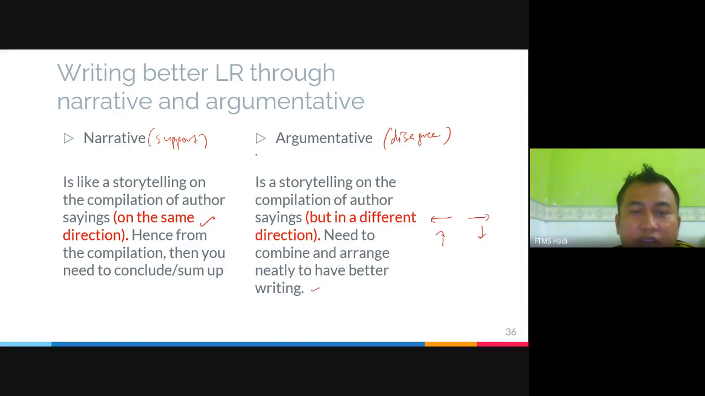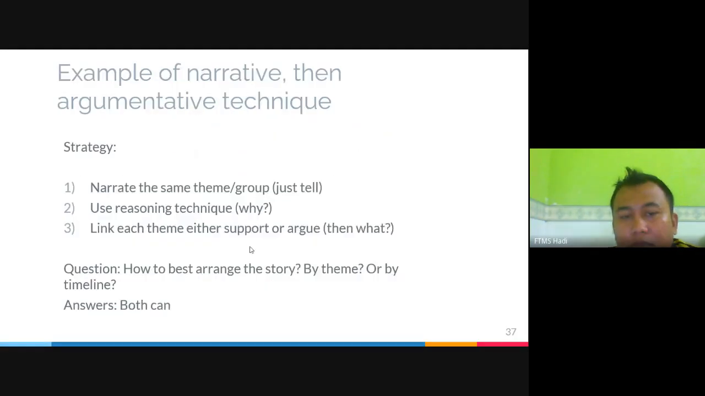So let's have a look at the differences between narrative and argumentative. The strategy: narrate means that you just tell the story, and it's better if you have supporting reasons, which is why, because of blah blah blah. The more whys and becauses you have, the better it will be. Then let each team either support or argue.